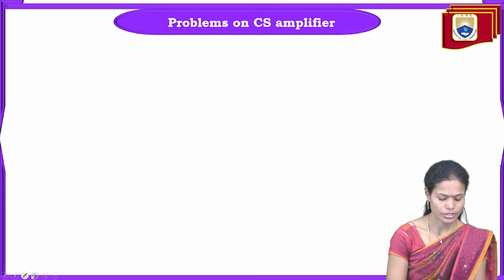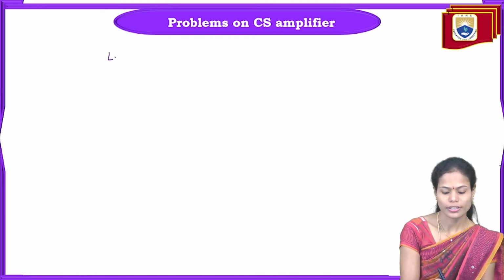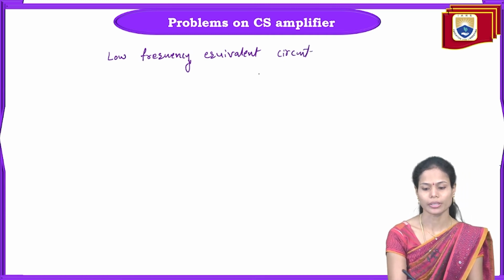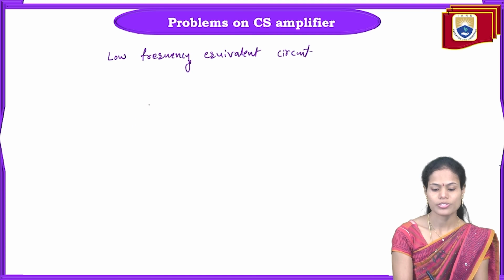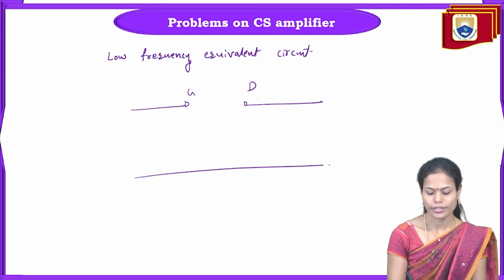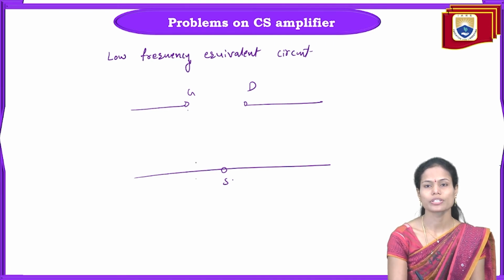So for that, to draw that circuit, I am taking the low frequency equivalent model, the low frequency or small signal equivalent circuit of the given common source amplifier. In that case, to draw this, we require the gate terminal, drain terminal, and here the source terminal. So what are the elements connected between the gate and source? We need to draw here.